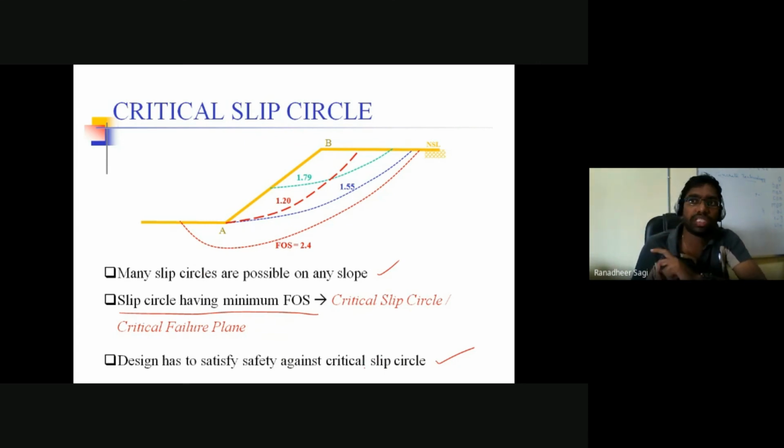If at all failure is happening, we said failure will certainly get initiated along that particular surface. So if I know where the failure is going to happen, and I can design my slope in a way that no failure gets developed along that failure surface, then automatically I can ensure the safety of that particular slope.